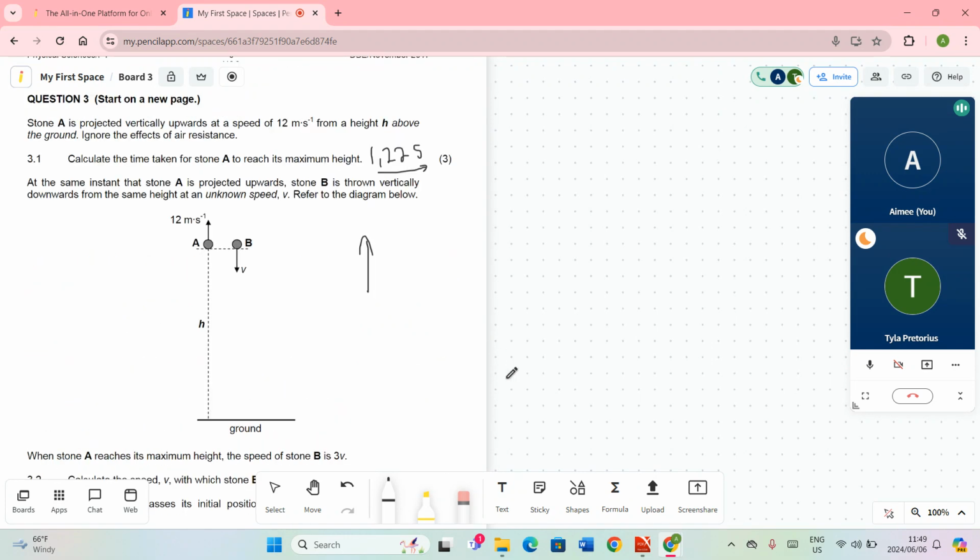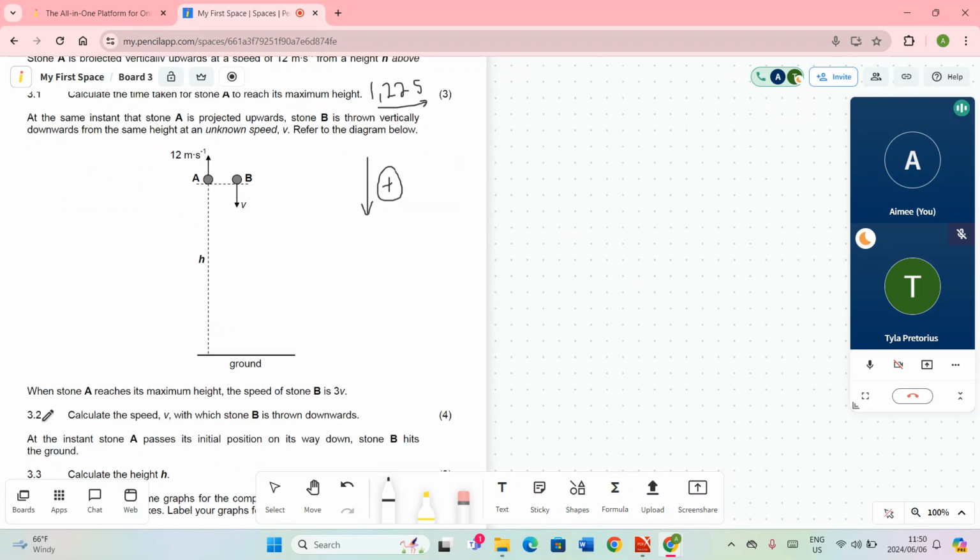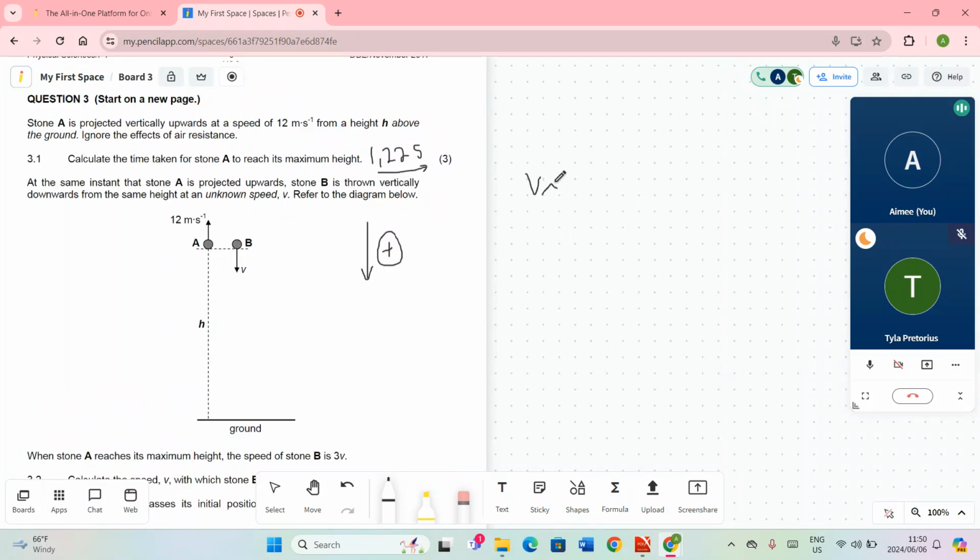Now our direction of motion is down, so our positive direction is down. Remember, I always say take the initial direction of motion as positive. For question 1, A was moving up, so we took up as positive. Now for question 2, the initial direction of motion is down, so we take down as positive. Let's make our little summary for 3.2. Stone B is thrown vertically downwards at an unknown speed v, so VI is equal to v.